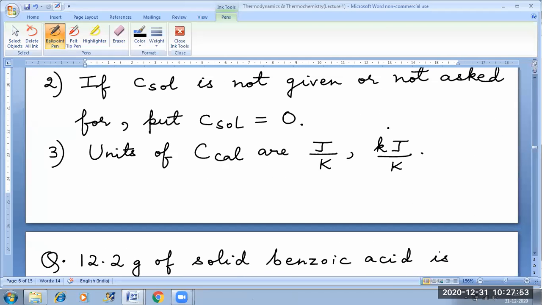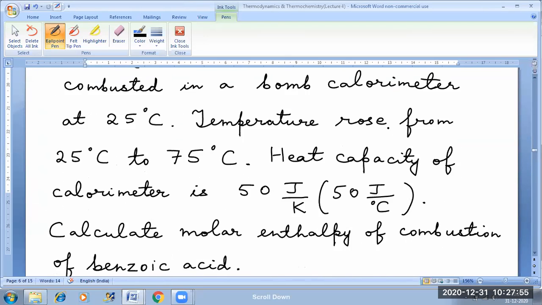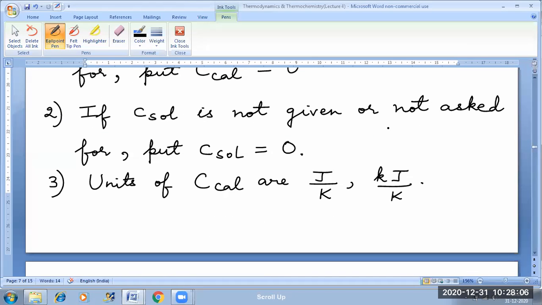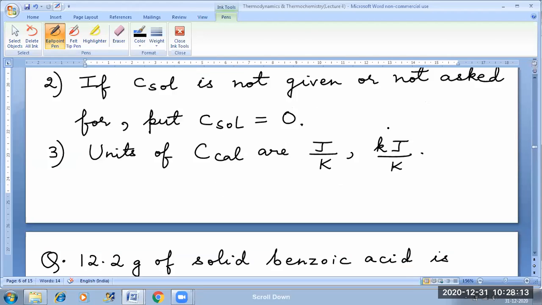In the question, C solution is not given. They have not mentioned specific heat capacity of solution or liquid. So I can take C solution as 0. If C solution is not given or not asked for, put C solution equal to 0.